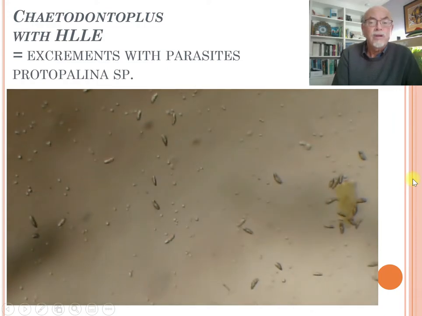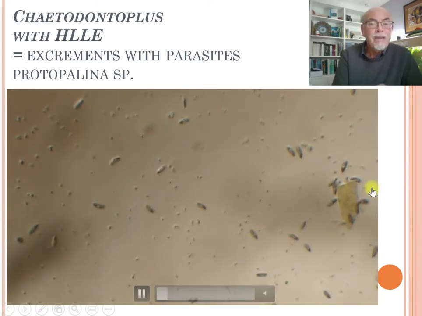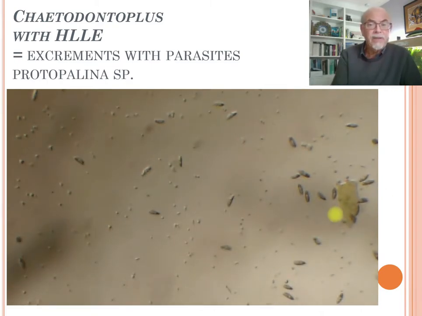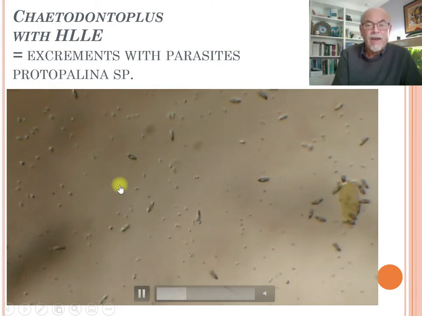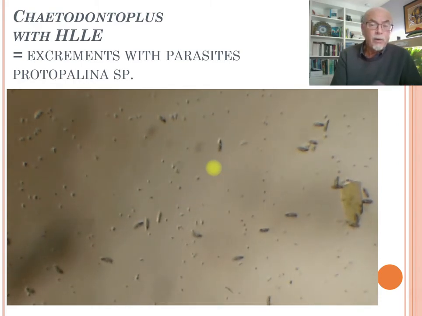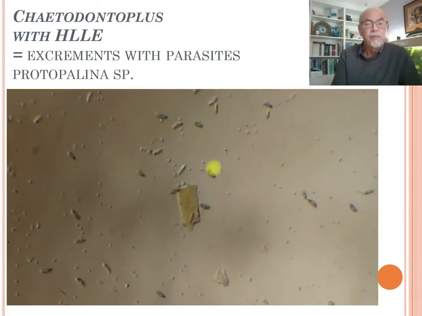And then we looked further in the excrements, and we found these Protopalina parasites. The more elongated, here that's at 100 magnification. And you see them moving around, they're very active, moving around. And you can imagine what this does to the microbiome and to the gut lining of the fish.